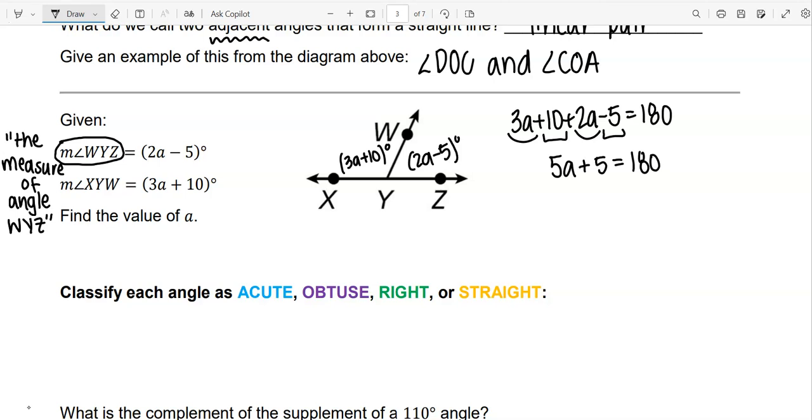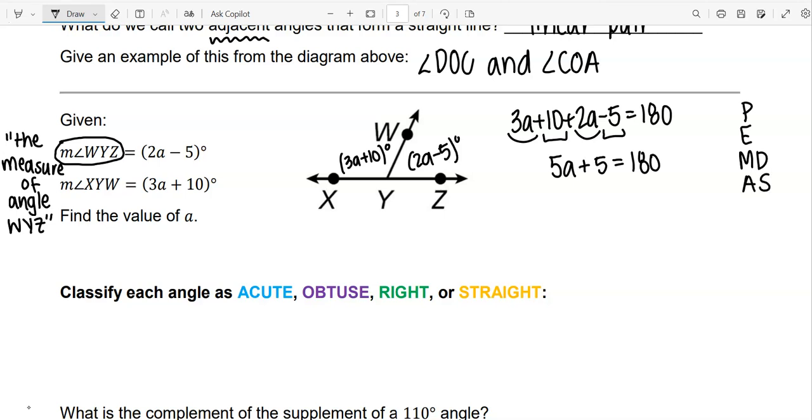Now what? So I heard minus 5. Why don't we divide by 5? Okay, why do we do it after? Sort of. Actually, when you're solving, remember PEMDAS, order of operations?